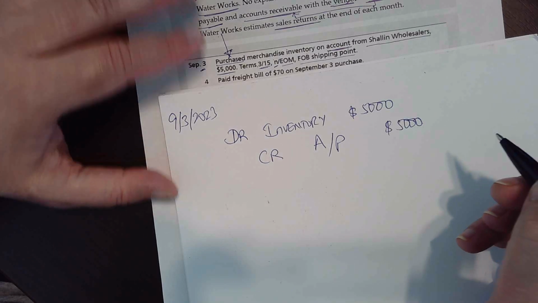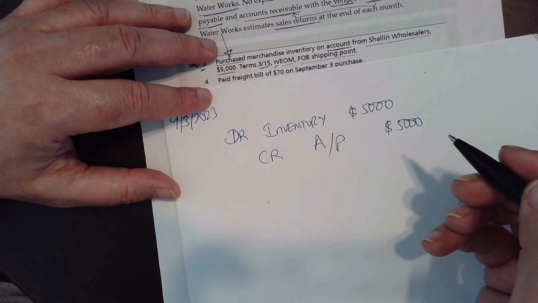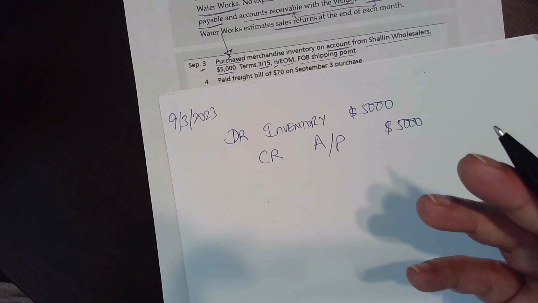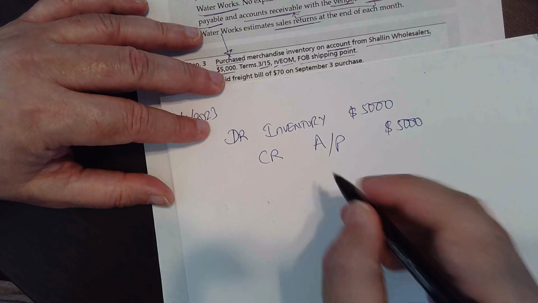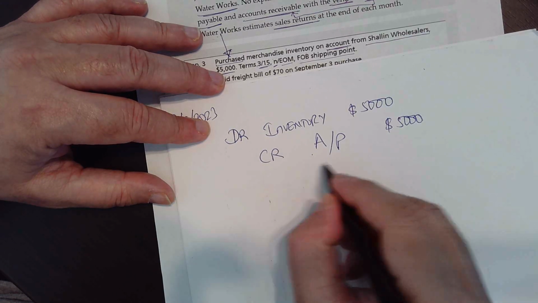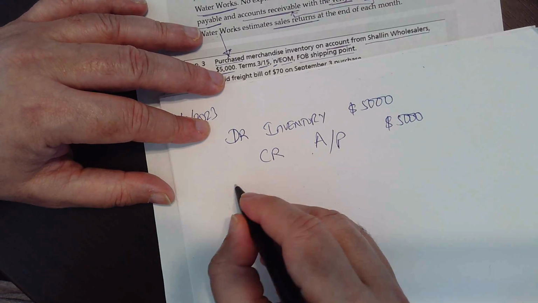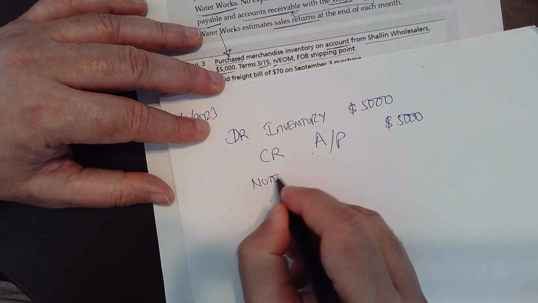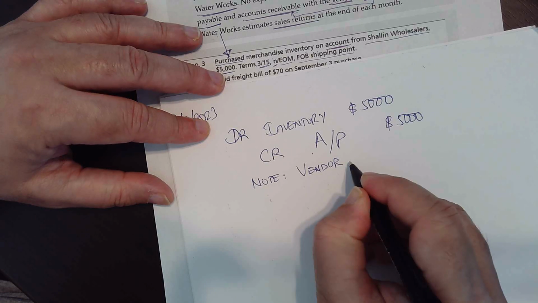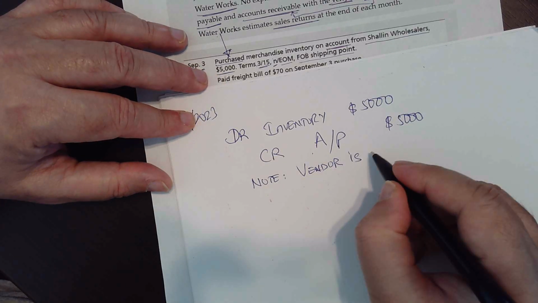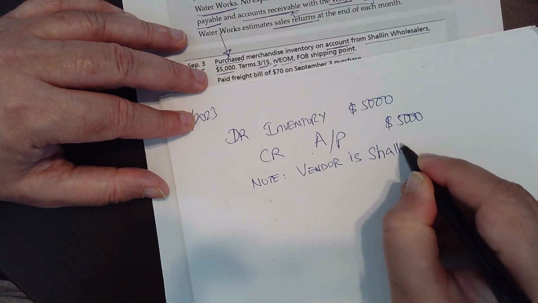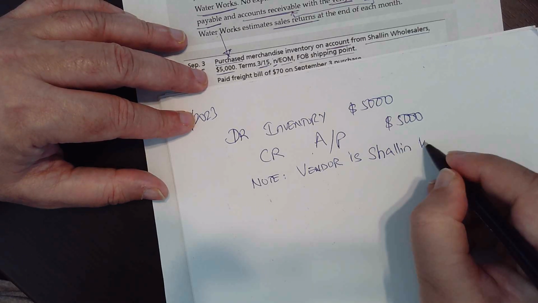In this accounts payable, who do you owe this money to, or who does Waterworks owe? You can put a name here as a note: vendor is Shellin Wholesalers.